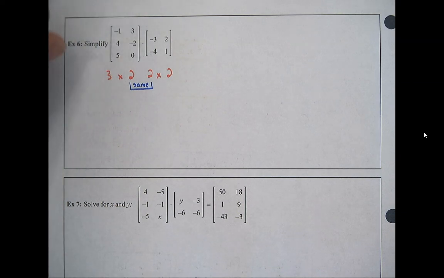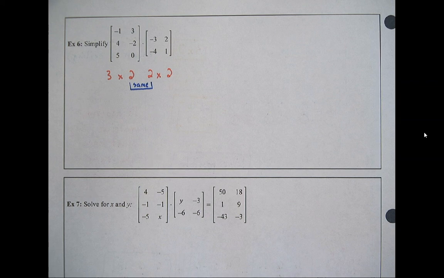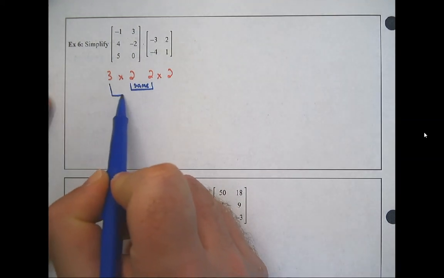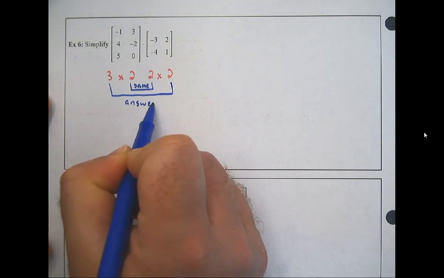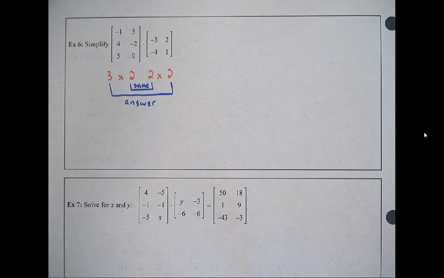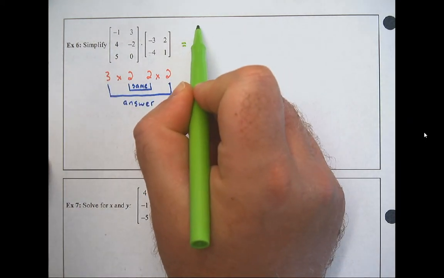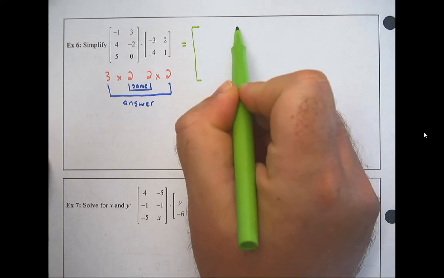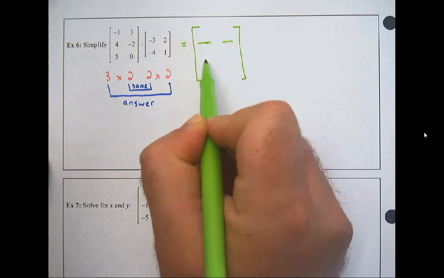Because what we're going to do is take this row and times it by this column. That's only going to be legal if the number of columns of matrix A is the same as the rows of matrix B. Now, if that's true, then these two outside numbers end up being our answer matrix. So that means that I know that our answer matrix is going to be a 3 by 2 matrix. So I'm going to draw a 3 by 2 matrix. A 3 by 2 matrix has 6 cells.